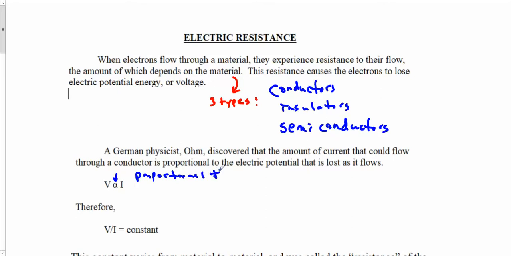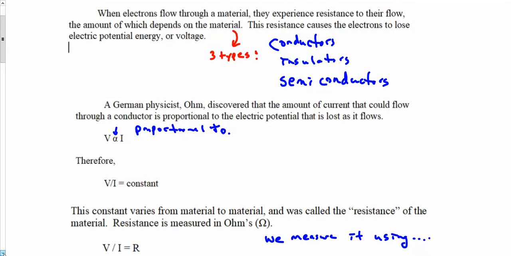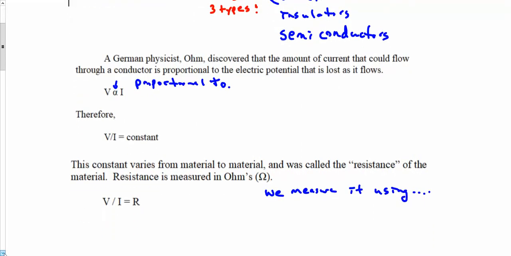If I replace this, it means that V divided by I equals a constant, yes, and this constant varies from material to material. We call it the resistance of the material. Resistance is measured in ohms. V equals IR is just another way to write it. This is Ohm's law. We measure resistance using an ohm meter. Okay.